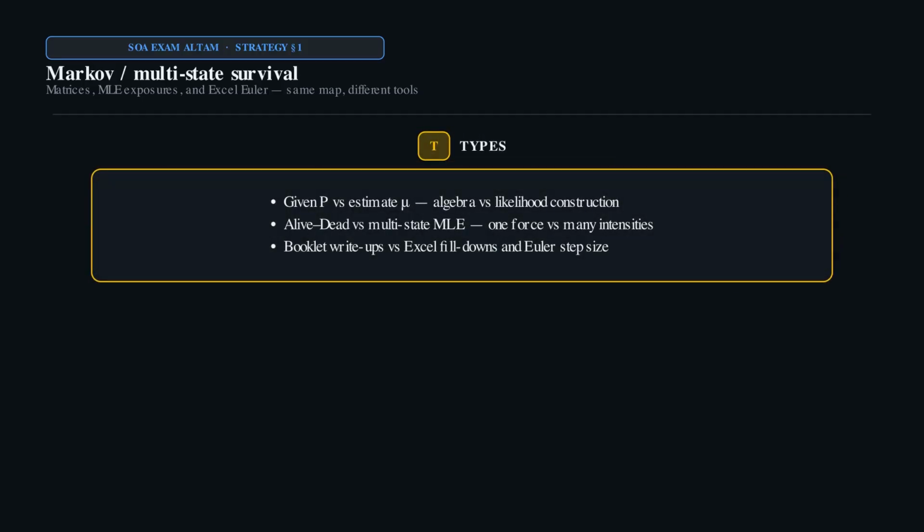Differences that matter. Are you handed a transition matrix or estimating forces from data? One force of mortality versus a full intensity table. And booklet clarity versus Excel named ranges and Euler step size. Misreading which subtype you're in is the usual time sink.